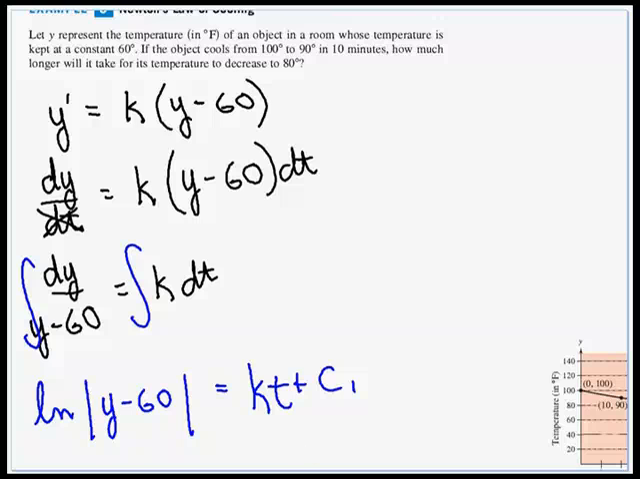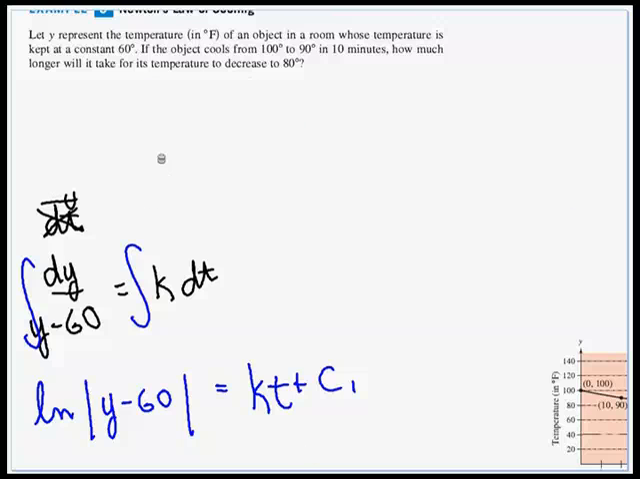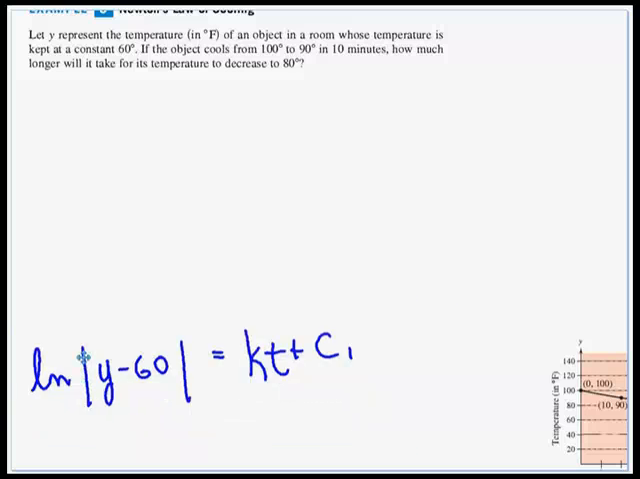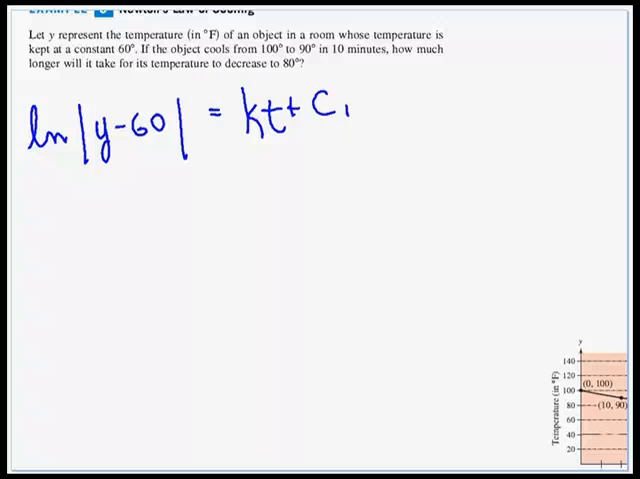And at this point, we know the room temperature is 60. The temperature of our object is more than that, and it is cooling. So we can disregard the absolute value bars, because we know that y minus 60 is going to be a positive value. So let's drop the absolute value bars. Let's see here. What are we going to do next? Exponentiate both sides.